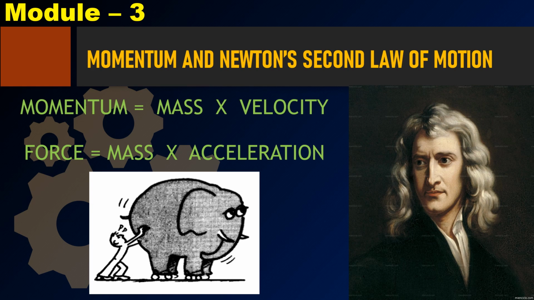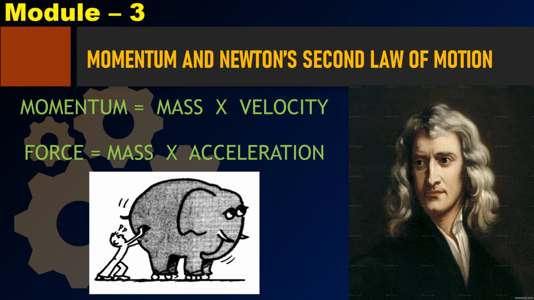Similarly, a cycle moving with a speed of 10 meters per second hitting a person may cause an injury, but a truck with the same speed may lead to the death of that person. Even though these vehicles are moving with the same speed, the impact they produce is different. This impact of force we call momentum. It depends on their mass and velocity.